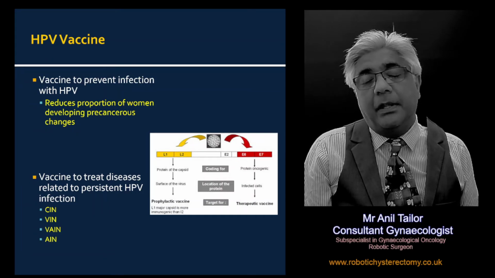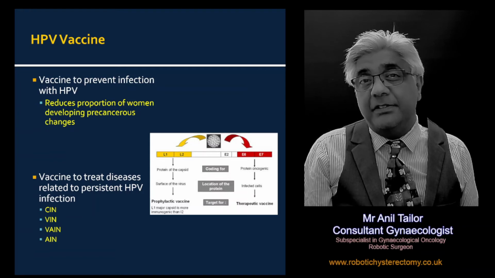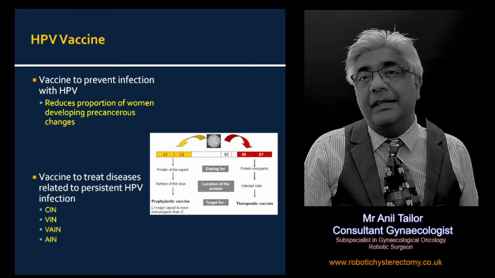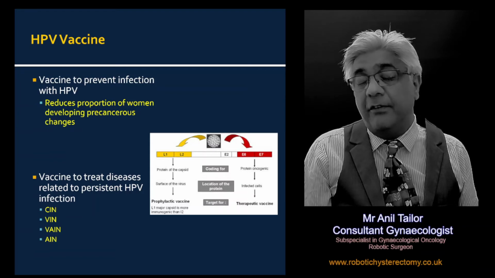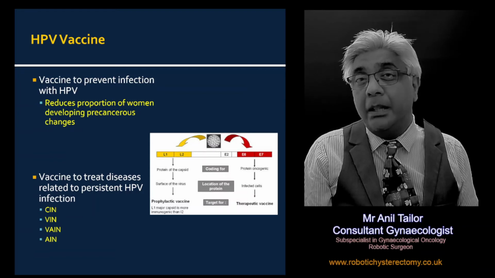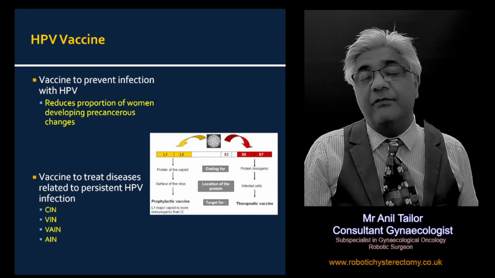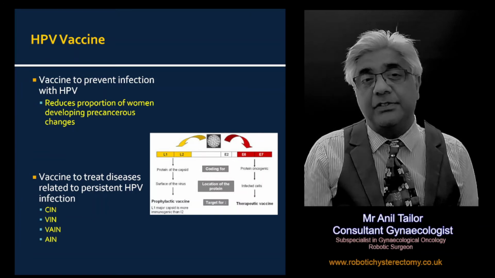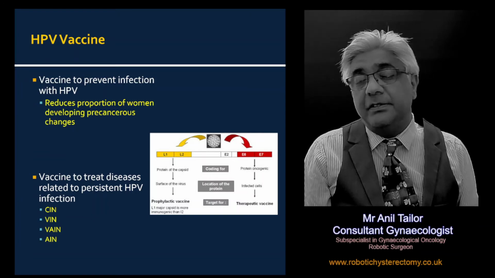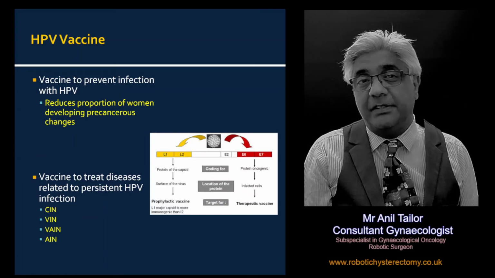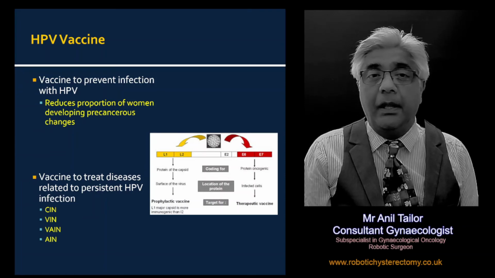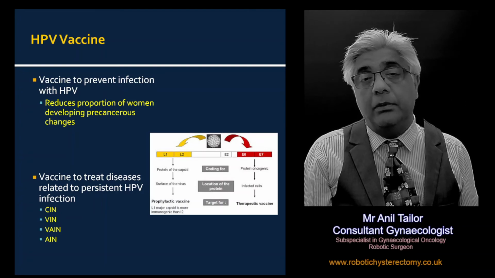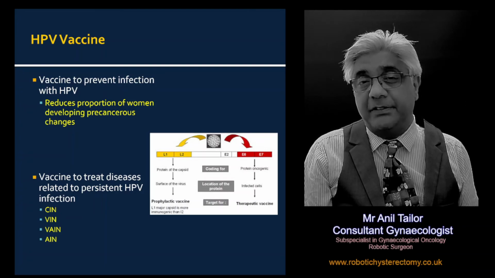So the ones that are still in the experimental phase are the vaccines that are going to target the E6 and E7 proteins. If you remember, these are the proteins that help to transform the infected cell into a precancerous cell. So this is very much experimental, and trials are still in progress. And hopefully, in the next few years, we will see these types of vaccines coming into existence.